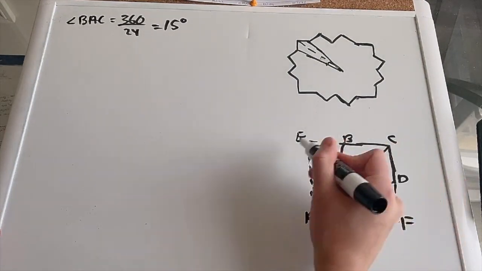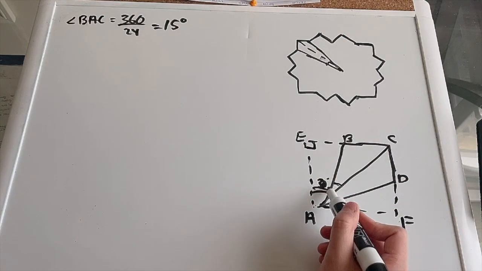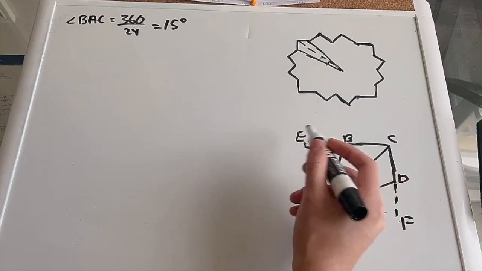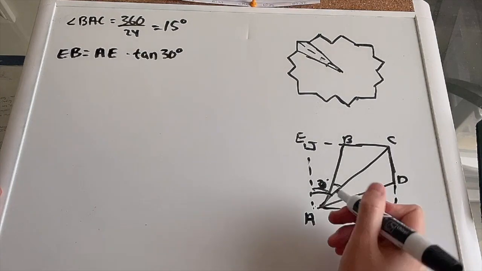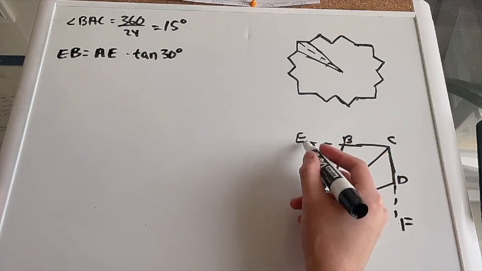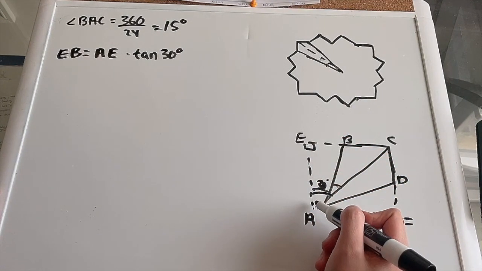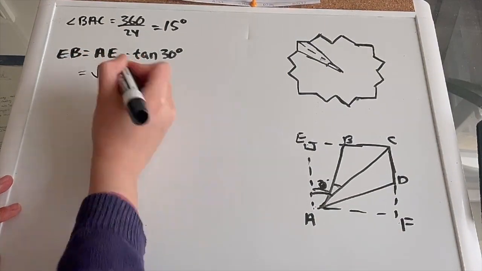Also, since this is a square, then we know this is a right angle. And since we know this angle right here is 30 degrees and this is a right angle, then we can use this to represent EB. So EB equals AE times the tangent of 30 degrees. Because the tangent of 30 degrees is EB over AE, then we just multiply that over. So this would equal the square root of 3.